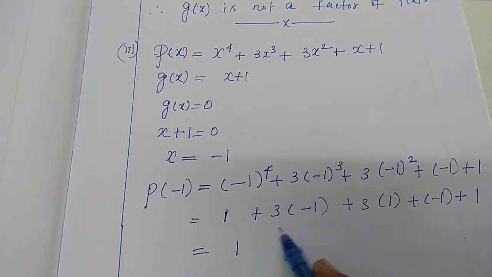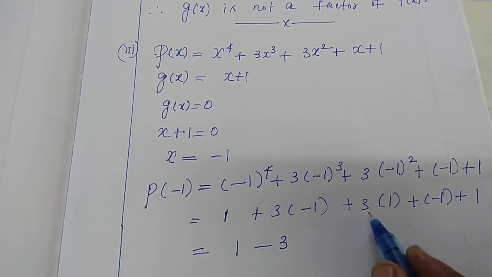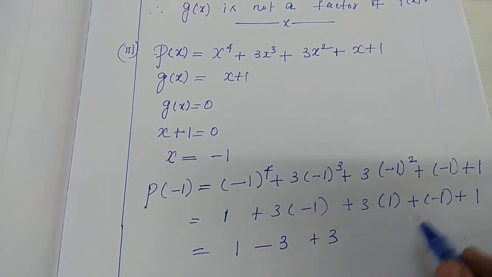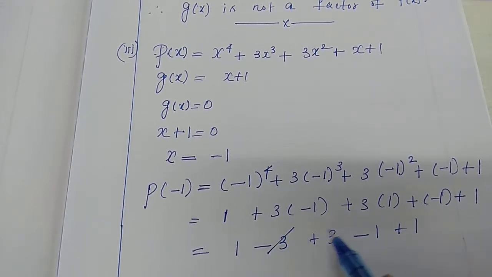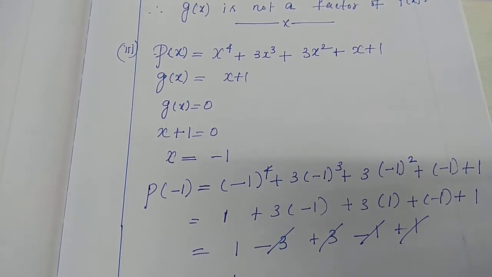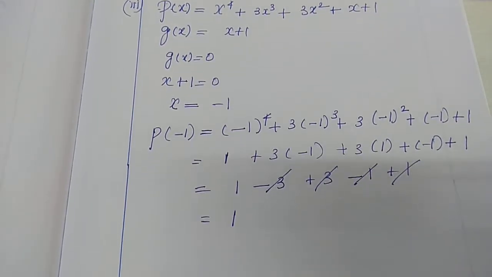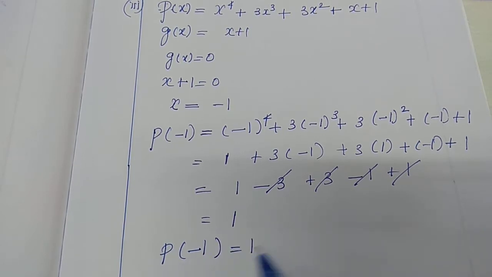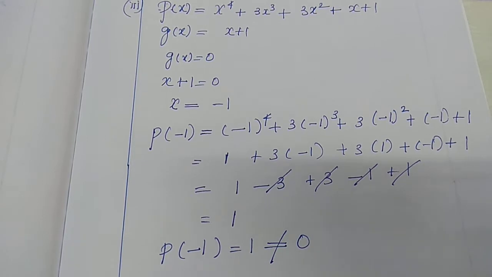That is 1. 3 into minus 1 is a minus 3. 3 into plus 1 is plus 3. And here minus 1 and plus 1. Minus 3 plus 3 cancelling. Minus 1 plus 1 cancelled. So the result is 1 now. So p of minus 1 is equal to plus 1. Here also not equal to 0.